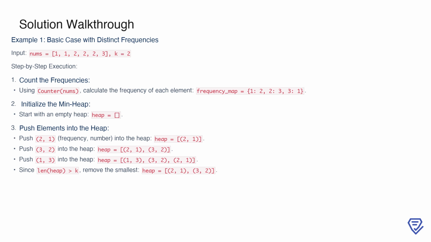Next, we initialize an empty min heap, which will help us track the top k frequent elements efficiently. Then, we push each element from the frequency map into the heap in the form of frequency-number pairs. For example, we first push (2, 1) into the heap, followed by (3, 2) and (1, 3). At this point, our heap contains (1, 3), (3, 2), (2, 1), because heaps are organized by minimum frequency. Since the heap size exceeds k, which is 2, we remove the smallest element, leaving us with (2, 1), (3, 2) as the heap's final state after this step.